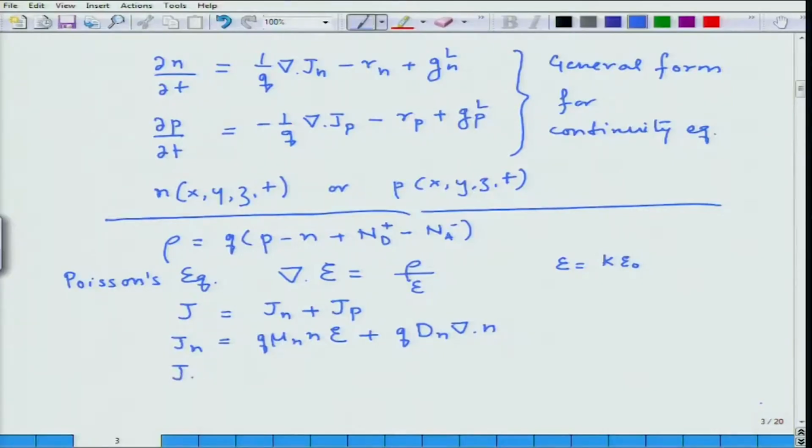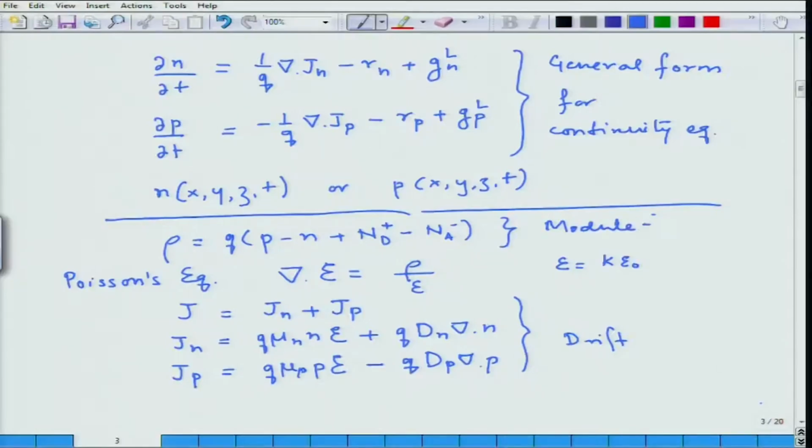Similarly, the current density due to the holes will be given by the drift term minus the diffusion term for the holes. So, this we learned during our discussion in the drift lecture. This we have learned earlier in module 2. And then finally, we have come up with the continuity equation here.